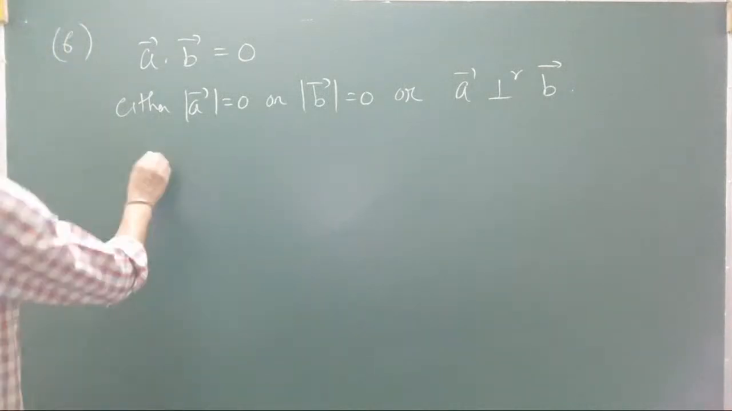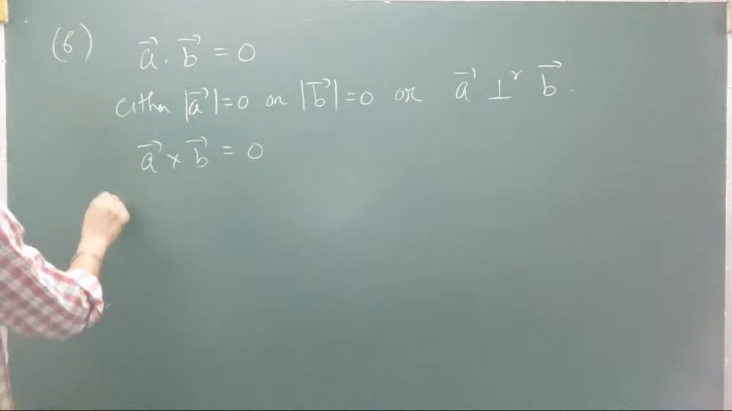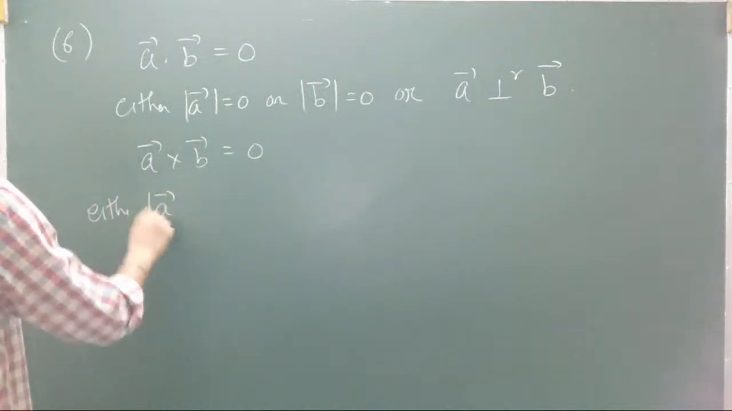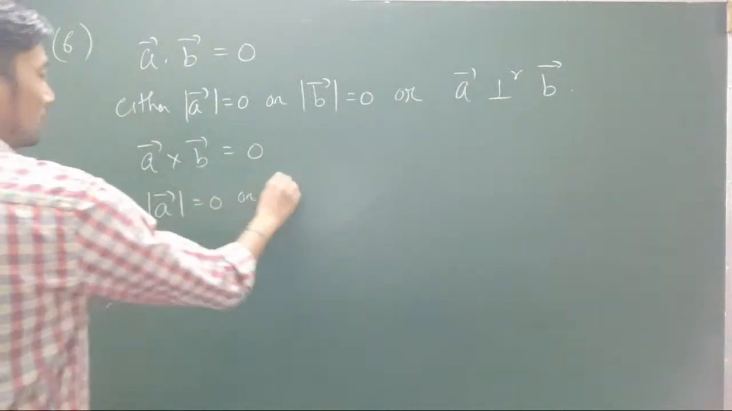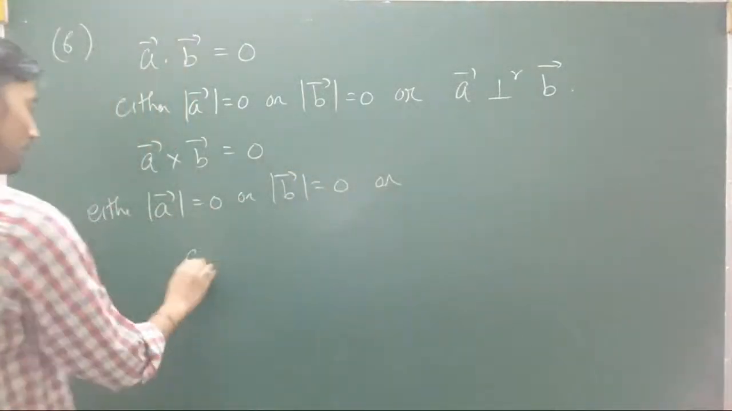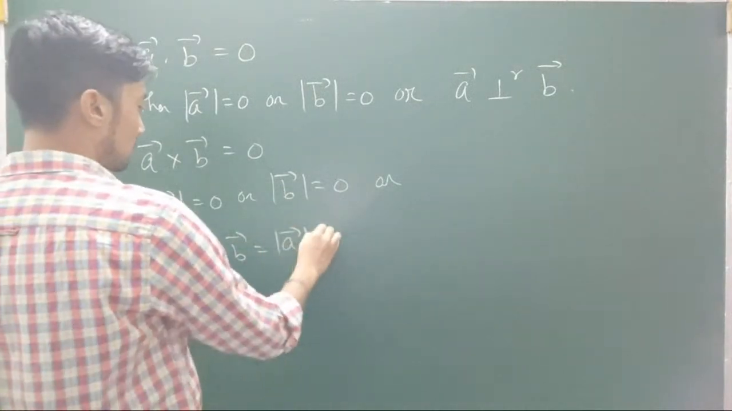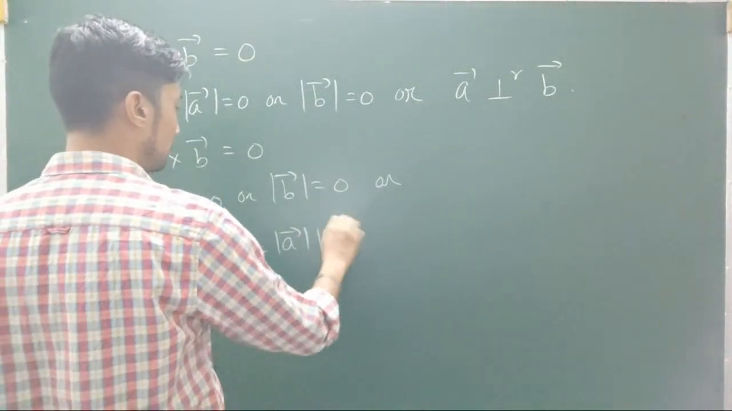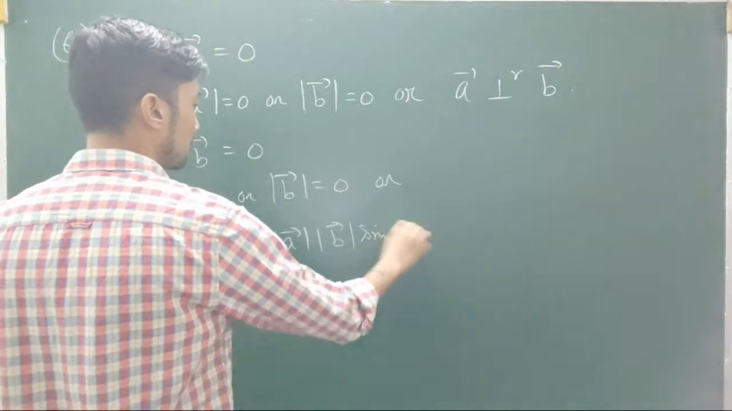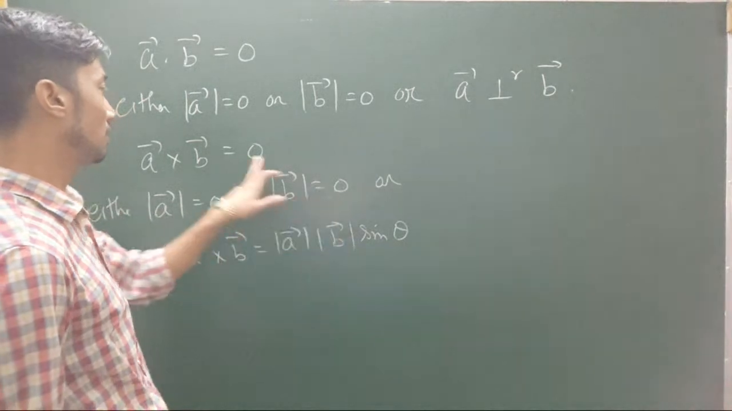What can we say if the cross product is also 0? Same case: either a is 0 or b is 0, or you remember a cross b was talking of the magnitude, given by magnitude of a times magnitude of b times sine theta. So when will you get this as 0?